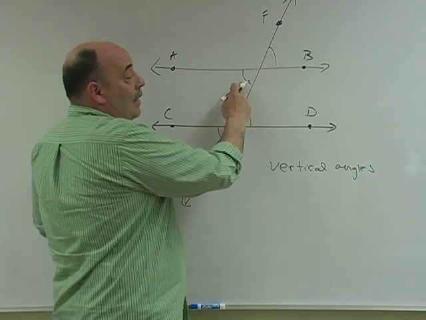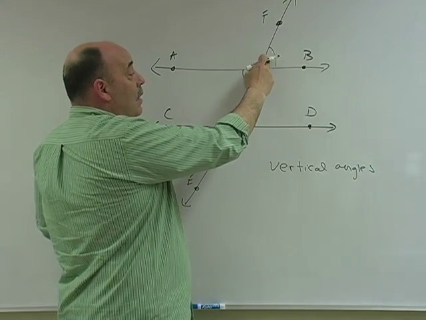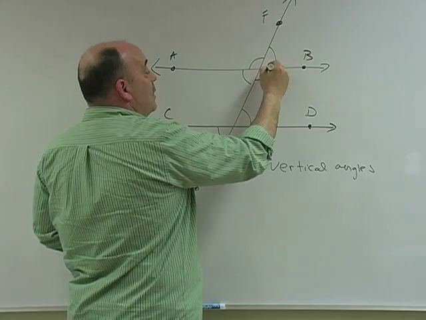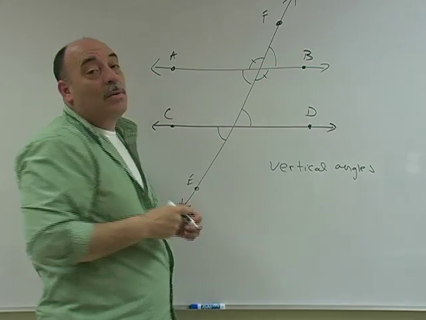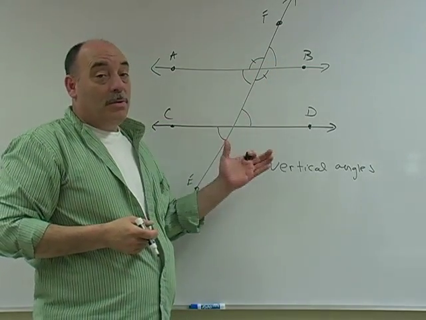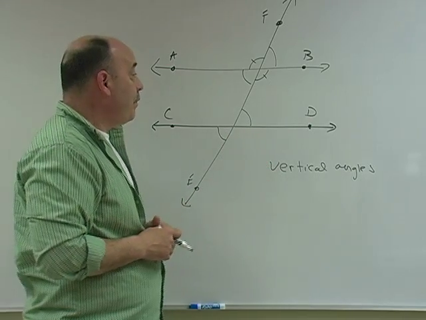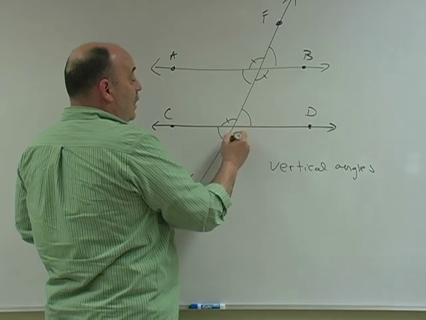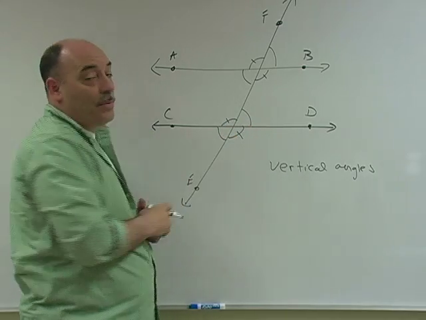If in fact this angle is equal to this angle, then what we can say about this angle here is that this angle and this angle are also equal to each other. And they are also considered to be vertical angles. And I can say the same for down here. This angle is a vertical angle to this one.